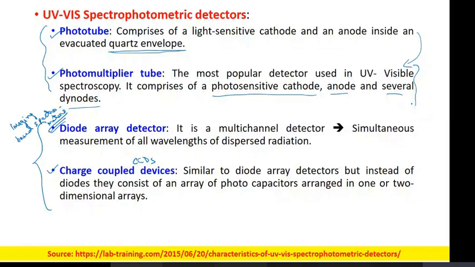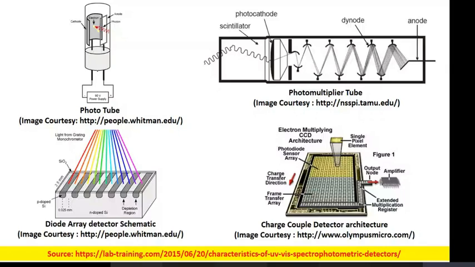So here we have shown the working principle of the different detectors. The first one is the phototube. The radiation or the photon falls onto the cathode. From there the electrons are generated, and that electron is accelerated towards the anode, and due to the movement of this electron there is a generation of current, and that current is detected and sensed.